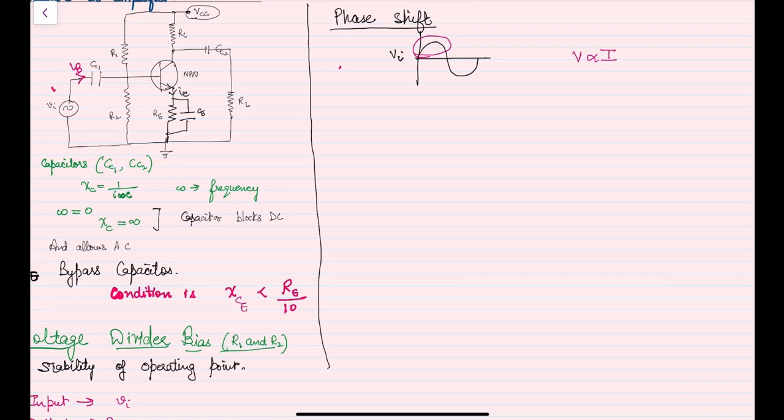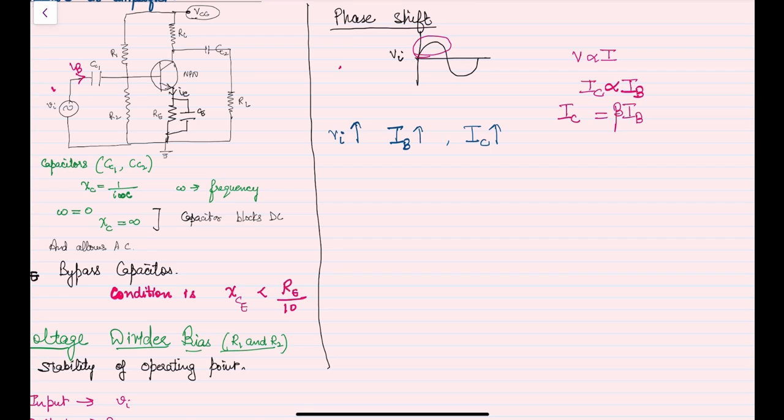So as the input voltage is increasing, the current is increasing, and because of the transistor action, this increase in IB causes an increase in the collector current. We know that the collector current IC is directly proportional to the input current. In fact, it is given by beta times the input current, where beta is the current gain. So IC also increases. So I'm writing here that with an increase in Vi, IB increases, and hence IC also increases.